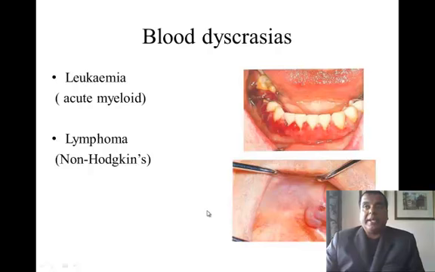Incidentally, with the medication-related enlargement, just proper oral hygiene or increased levels of oral hygiene will help to maintain the health. Blood dyscrasias such as leukemia and especially acute myeloid leukemia can cause boggy swelling of the gingiva, which also spontaneously bleed, or lymphoma, which is a localized tumor of lymphoid tissue, especially non-Hodgkin's lymphoma, can also cause swelling in the mouth.